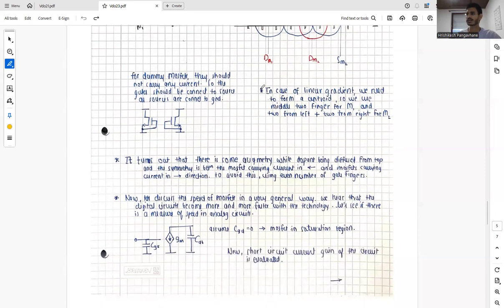So now let's discuss the speed of the MOSFETs in a very general way. We hear that digital circuits become more and more faster with the technology.